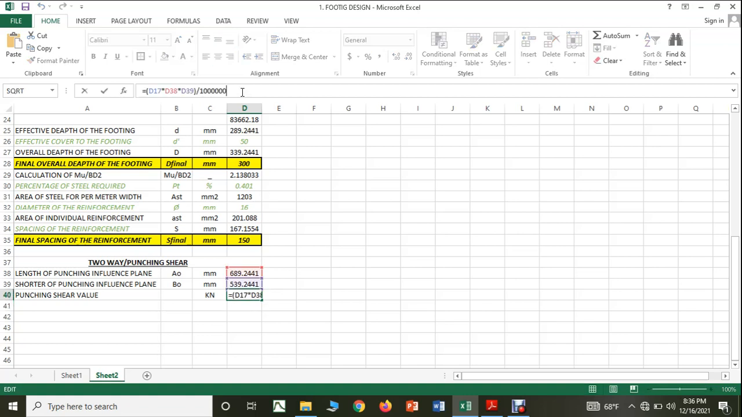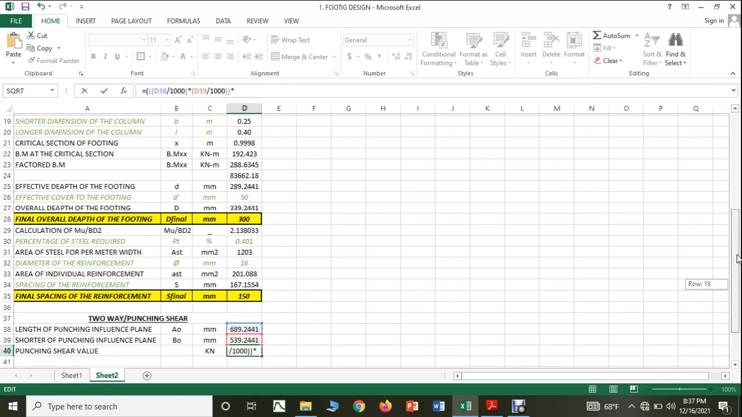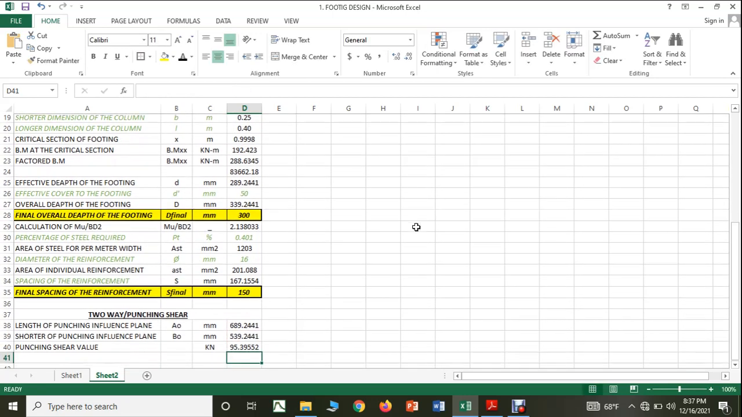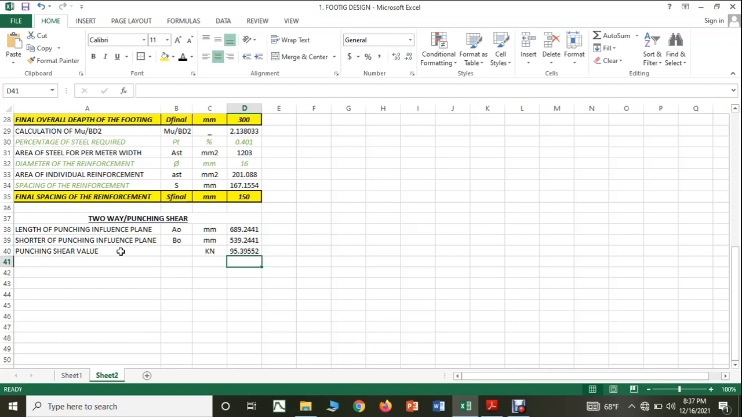If you have a doubt, what I can do is go to this one, divide by 1000, close the bracket, open one more bracket, and take this one divided by 1000. Then I close the bracket and open one more bracket, multiplied by the maximum pressure, and close the bracket. Enter, and that gives you the same value. Now it is clear. That will be your punching shear value.